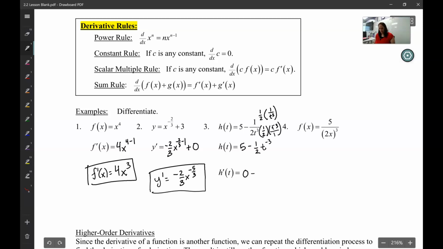And the reason being is because, first off, that constant just stays separate. That's your scalar multiplication rule. So that constant I'm just going to leave out. Then I'm going to take the derivative of this. Same rule. The number goes out in front. And then in the exponent, I do the number minus 1. So I can simplify this, multiply those. I would get a positive 3/2 t to the negative 4 would be my h prime of t.